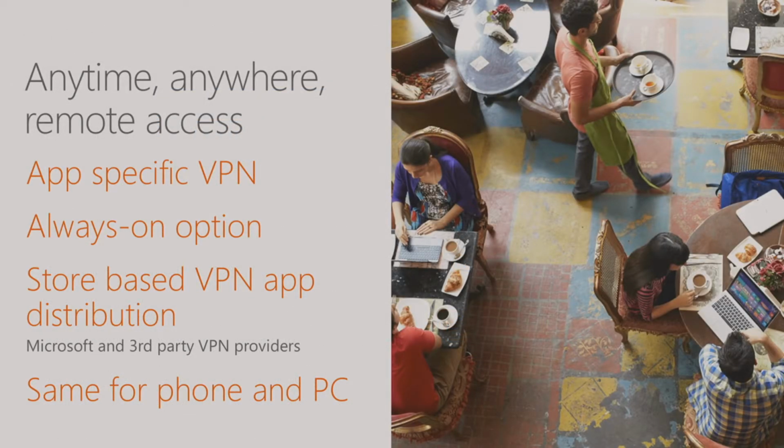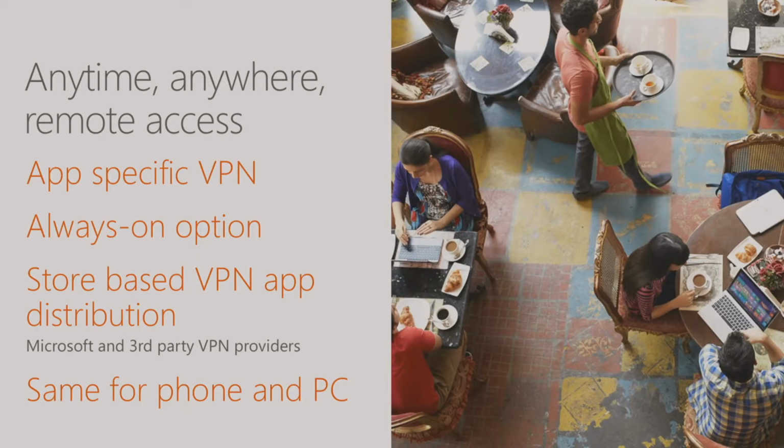VPN is also our forward-looking remote access solution within Windows desktops and within Windows mobile. And we have greatly extended our reach with VPN. We now have application-specific VPN across the board. So a VPN will be fired up whenever an application needs access to a certain information store or resource within your network. If you want, you can have an always-on VPN that sends all the traffic to your network so you can filter it and inspect it any way you want. The VPN infrastructure is not just supported by Microsoft VPN backends, but also by a lot of third parties. Think about Cisco and F5 and Juniper, etc.